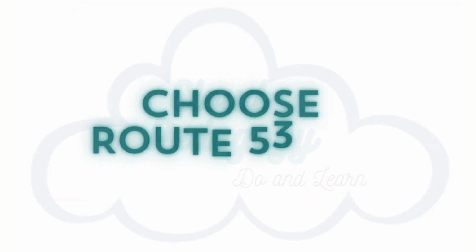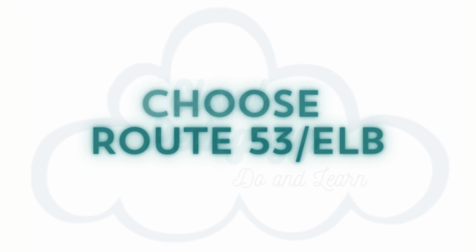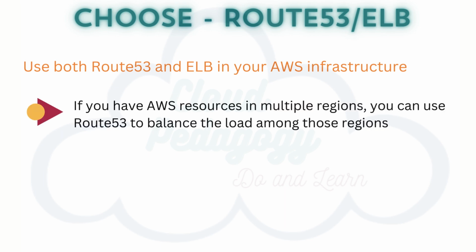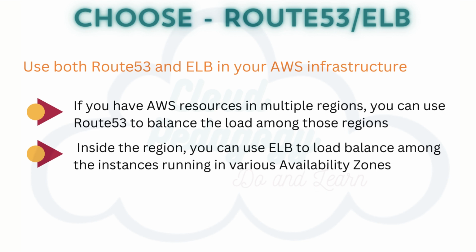So, how do you decide which one to use for our student directory application? You can use both Route 53 and Elastic Load Balancer. Route 53 provides integration with Elastic Load Balancer by default. You can use both in your AWS infrastructure. If you use AWS resources in multiple regions, you can choose Route 53 to balance the load among those regions. Inside the region, you can use Elastic Load Balancer to load balance among the instances running in various availability zones.